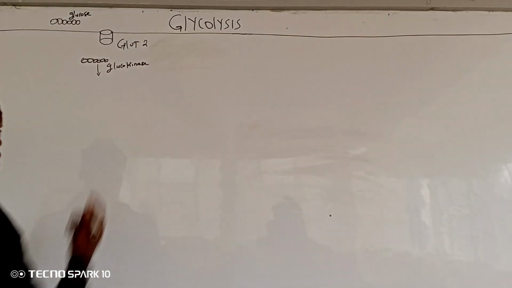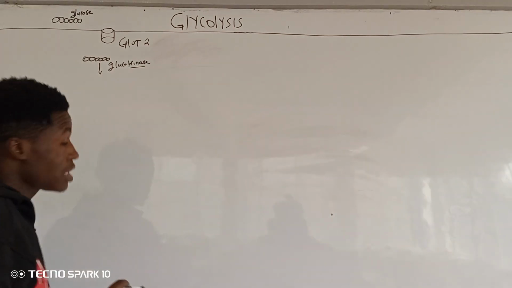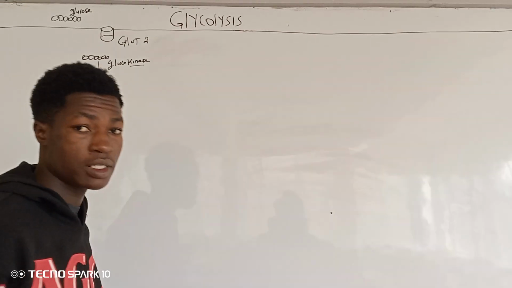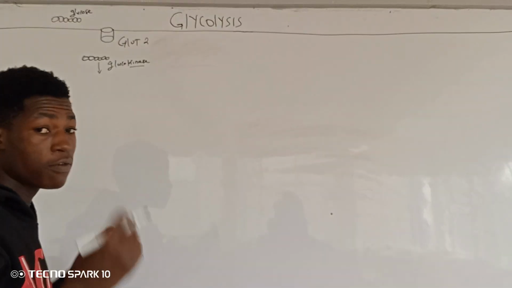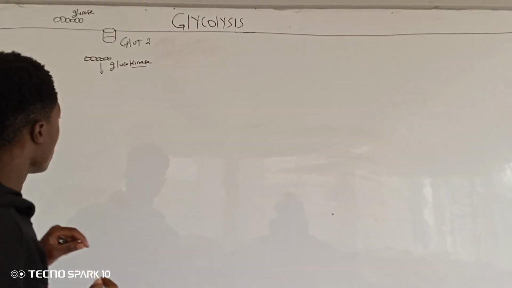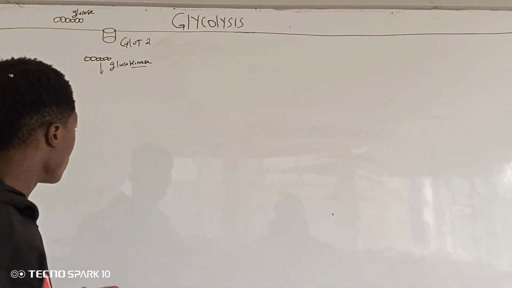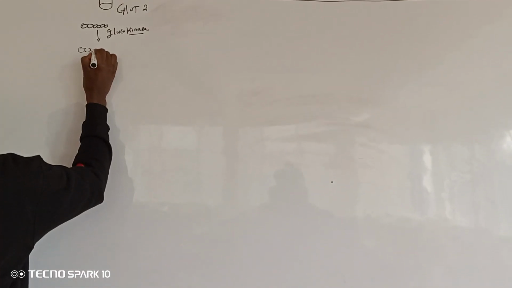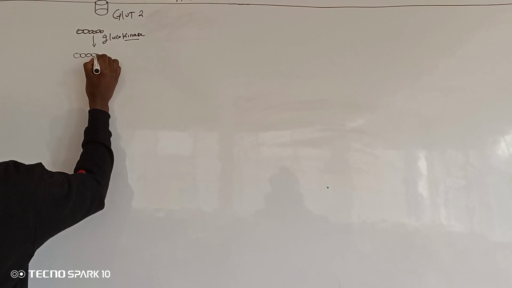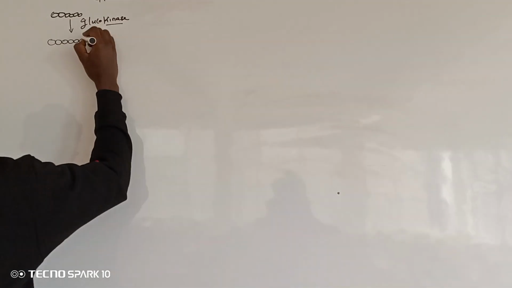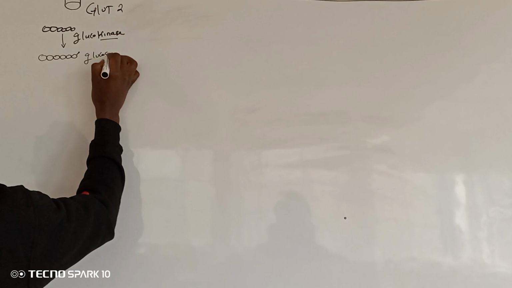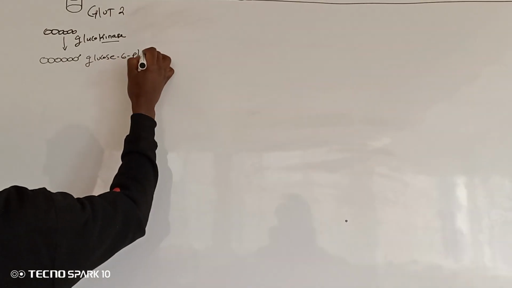Now, glucokinase, so you see it's written kinase. What comes in your mind when you hear the term kinase? Kinase is going to phosphorylate. It's a phosphorylator. So it's going to add a phosphate group. So when it adds a phosphate group onto this glucose molecule, it's going to become glucose 6-phosphate. So it's going to add a phosphate group at the 6th position. Now it's going to attach a phosphate group there. Now this is called glucose 6-phosphate.